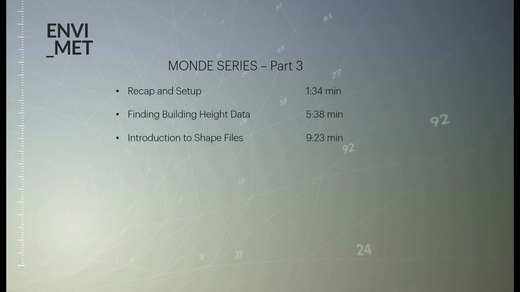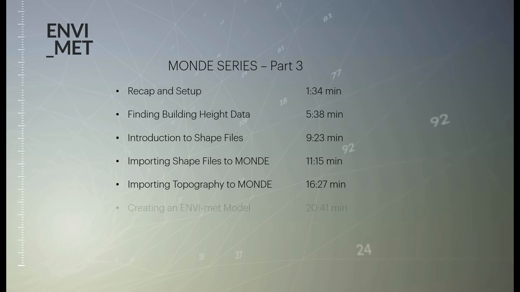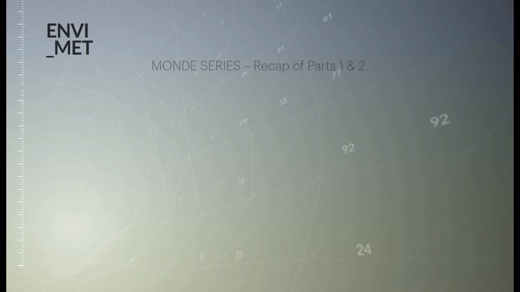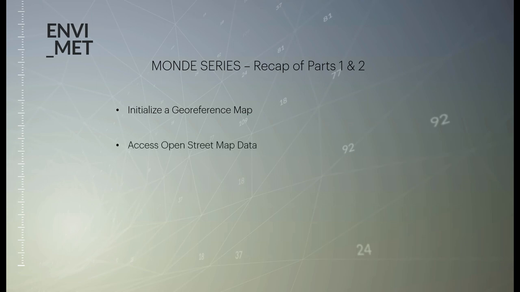I'm Michael, the chief developer of ENVI-met, and in the third part we will talk about a bit more sophisticated modules of the import functions of MONDE and how to get data, especially if we come from the open data sector. In the first two parts, we learned about the different aspects of maps, so that we need a georeference map in the UTM system in order to know where on the Earth we are located and in order to get access to the OpenStreetMap data, for example. We also learned how to digitize objects, and we learned how to export our MONDE world into an ENVI-met world so that we can make model simulations.